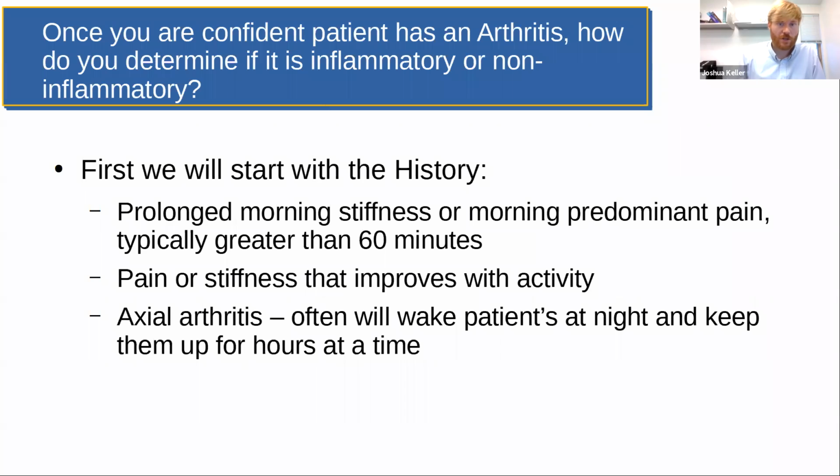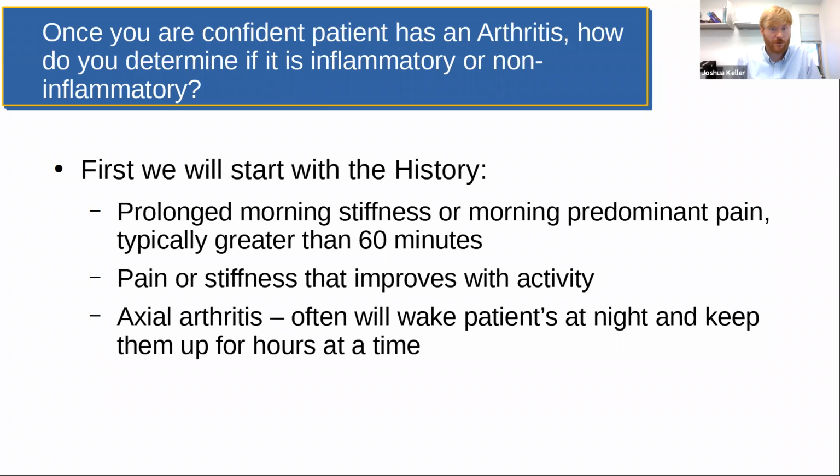Okay, so once you're pretty confident in the history that the patient has an arthritis, what are the important things to try to figure out if it's inflammatory? We often talk about prolonged morning stiffness, and that should really be longer than 60 minutes. Patients with osteoarthritis will often say they have morning stiffness. If you ask them how quickly it goes away and what they do to make it better, they'll say, oh, I get up in the morning and shake around and it's much better after 15 seconds or 10 minutes or something like that.